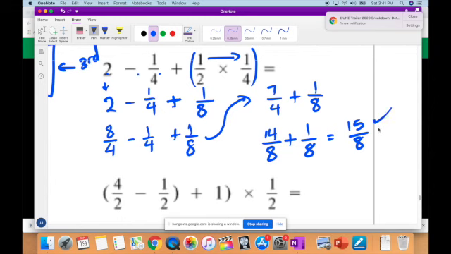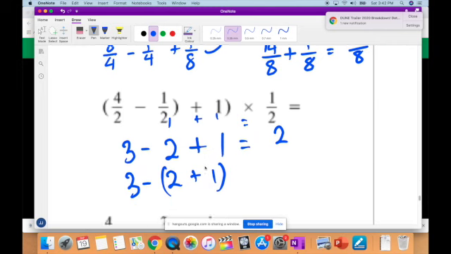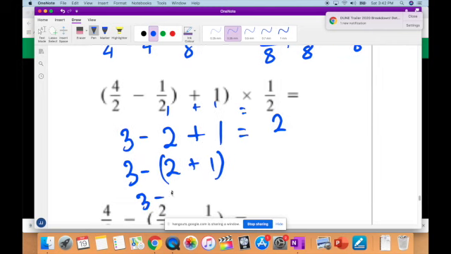But what if I went 3 minus and I add inside here first? 2 plus 1 is 3. So 3 minus 3 is 0. Eh? So which one of them is right? Which one of them is wrong?